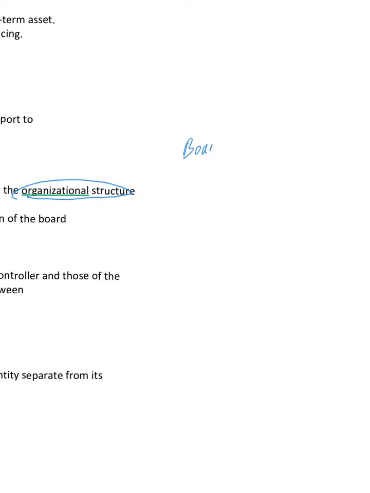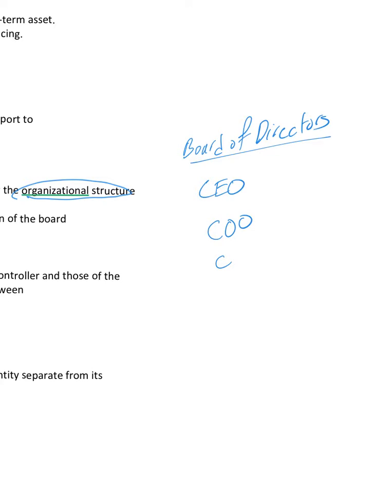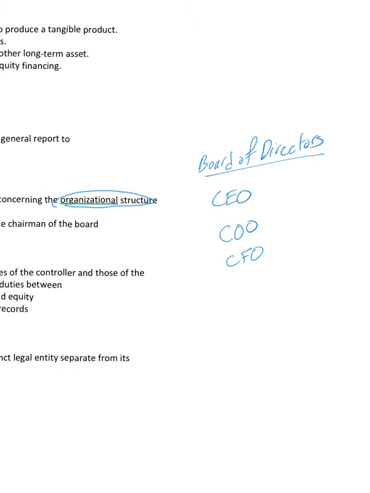We have the board of directors. And then afterwards we have the CEO, which is the chairman of the board and the chief executive officer. Then afterwards comes the COO, which stands for the chief operations officer. And then after that, we have the vice president of finance, also known as the chief financial officer, the CFO. As you can see, each one of these will report to the one above him.